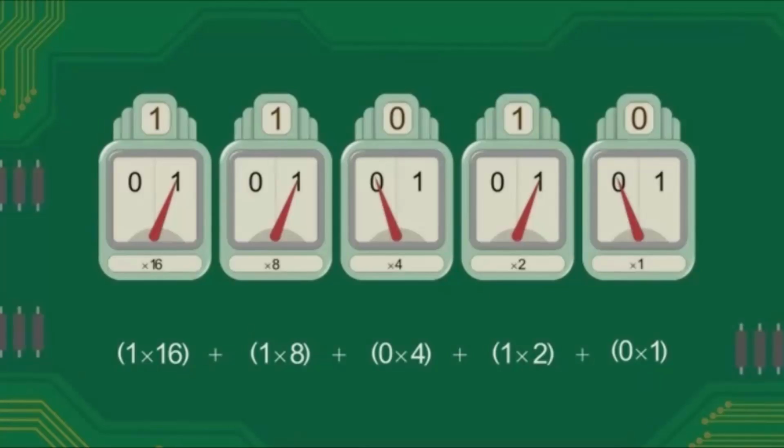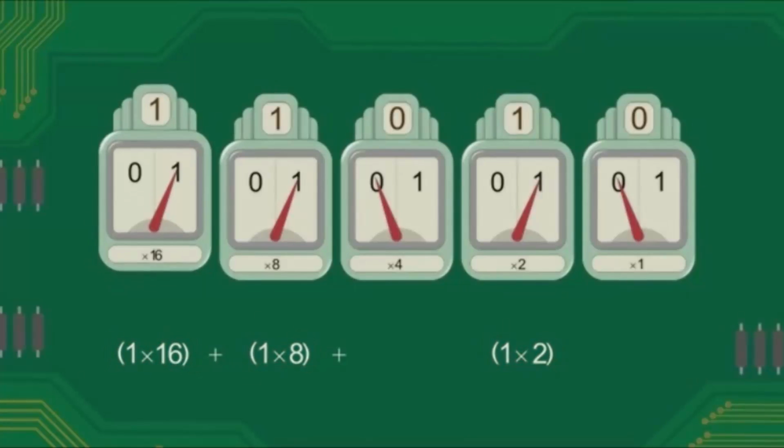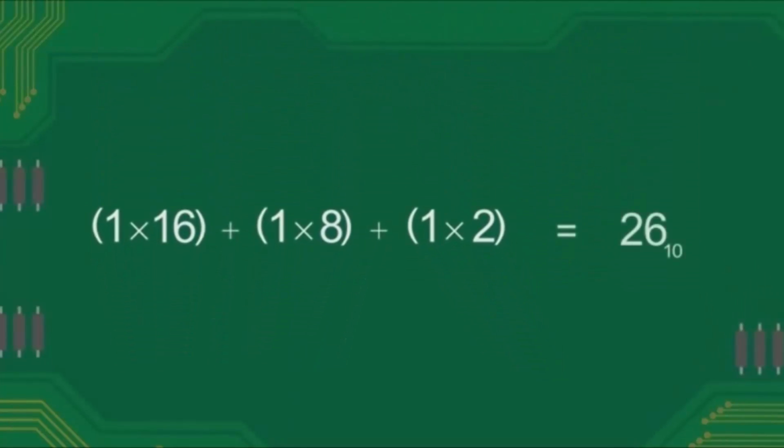Since the digits are either 1 or 0, the calculation is simple. We just add the multipliers of all the columns which contain ones. For example, the binary number 11010 represents 116 plus 18 plus 12, which is equal to 26.